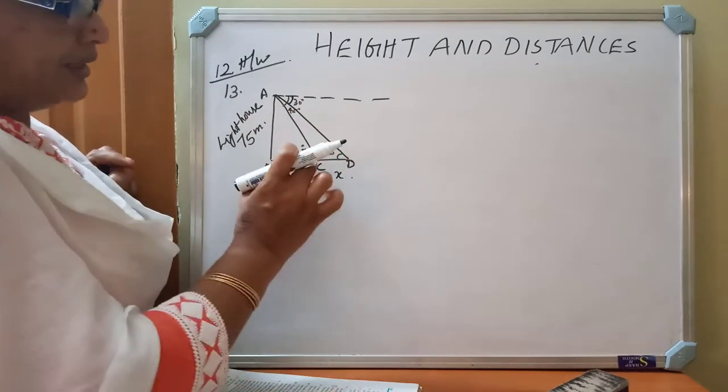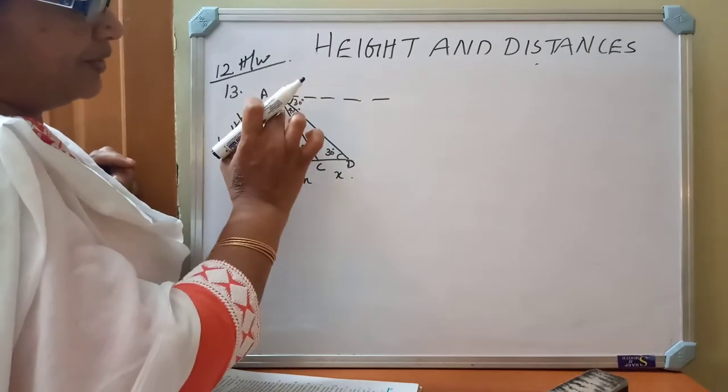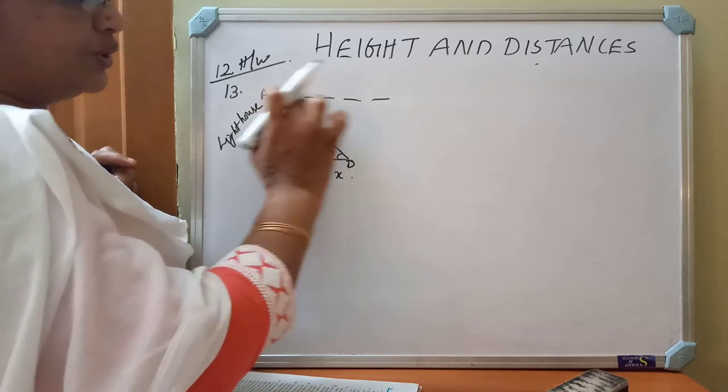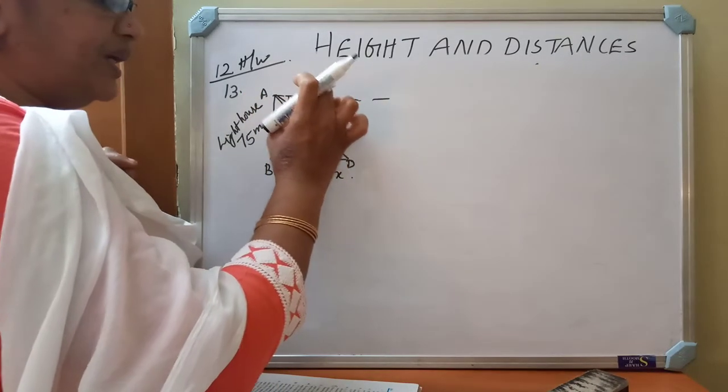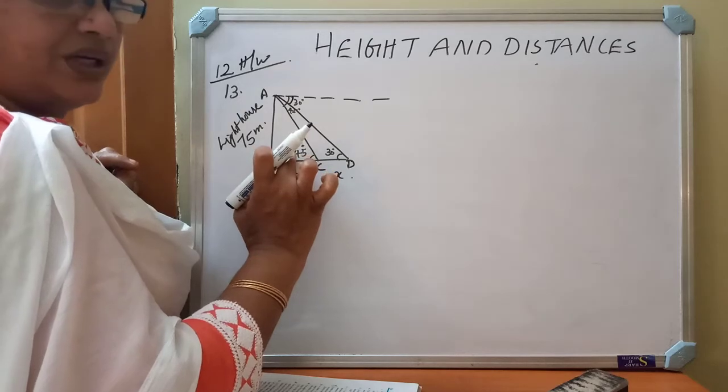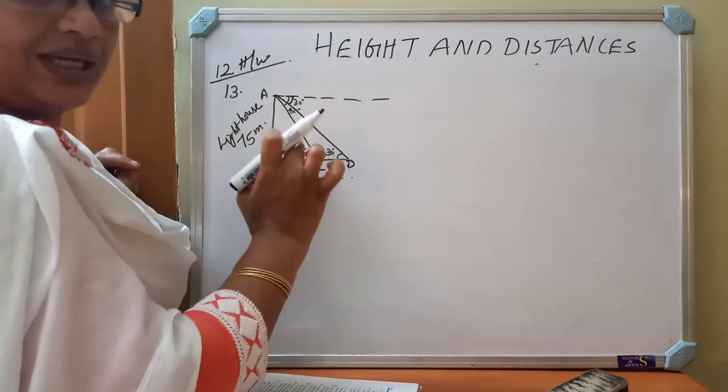In the same manner, for the second ship the angle of depression is 45 degrees. So this is the horizontal line, this is the line of sight. It makes 45 degrees. So here also 45 degrees, because this is also an alternate angle.